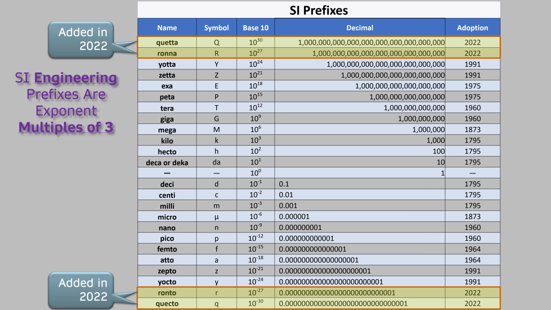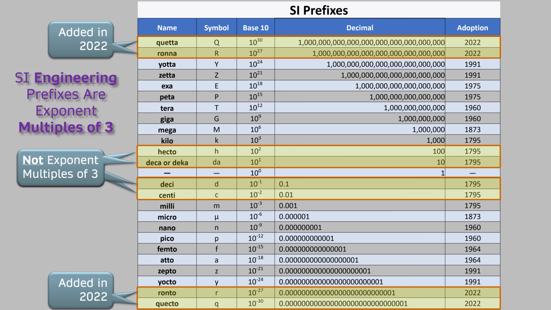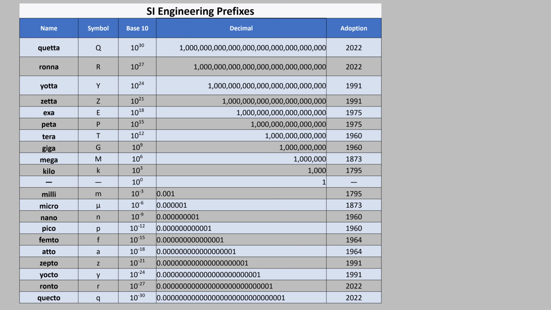SI engineering prefixes are exponent multiples of 3. The ones that are not multiples of 3 are hecto, deca, deci, centi. After all, have you ever heard of a deca-ohm or a centivolt? So I'll remove these from the list I'm using. Now we have just the engineering prefixes, those with the exponent multiples of 3.